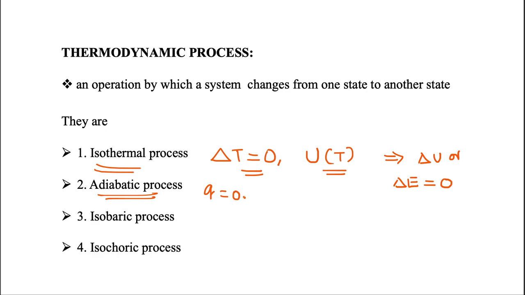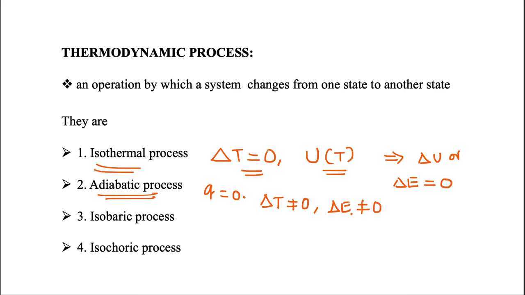When work is done on the system, the mechanical equivalent of heat says that by using work we can generate heat in the system. That heat is not shared with the surroundings by the system, it remains in the system. As a result, its internal energy increases, therefore temperature increases. So adiabatic compression results in heating of the system, and adiabatic expansion results in cooling of the system. So here we can say delta T is not equal to 0. As a result, delta E is also not equal to 0.